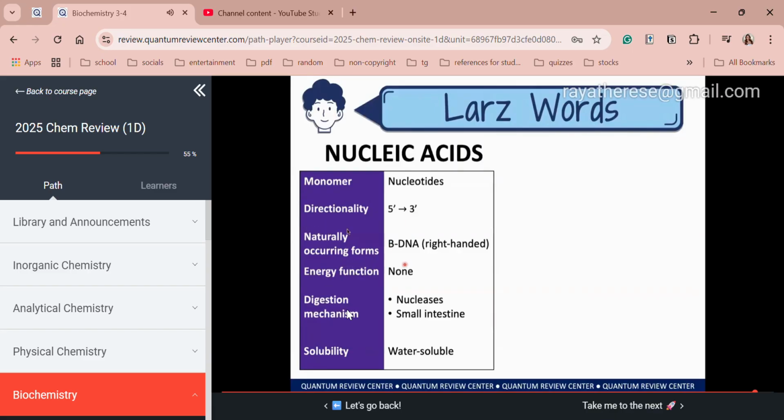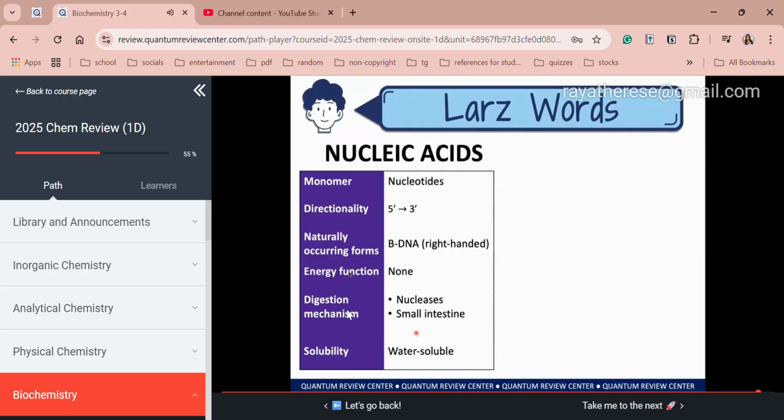Okay, naturally occurring forms, as we have said, it's right-handed, or we call it your B-DNA. Okay, class, remember B-DNA because we also have A-DNA and Z-DNA, but we will not discuss them here in our crash course. Energy function, again, none because it's for genetic information storage. Second to the last, digestion mechanism. So we have nucleases as the main enzyme, and the site of digestion, of course, is similar to lipids and proteins, the small intestine.